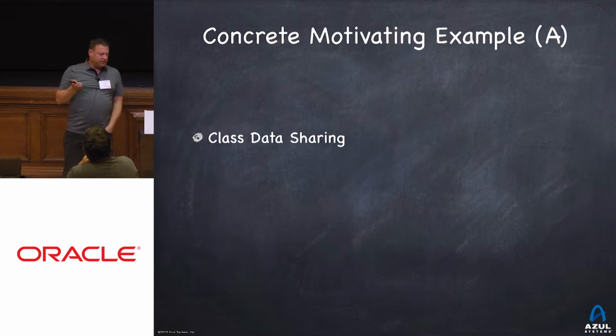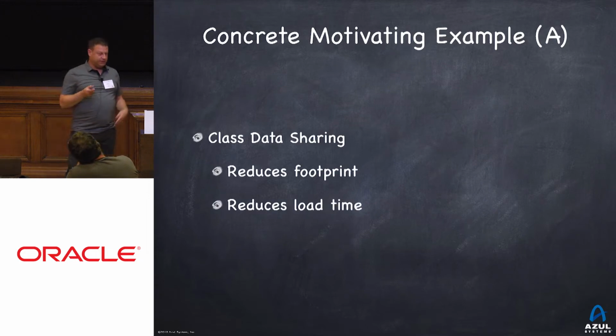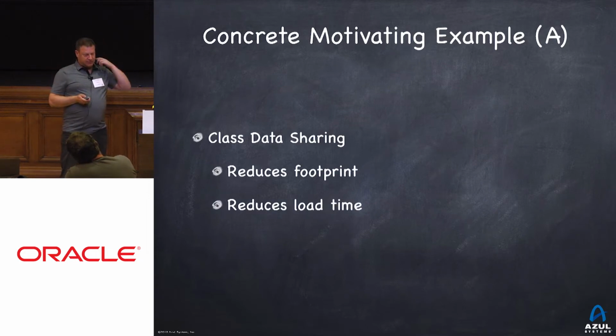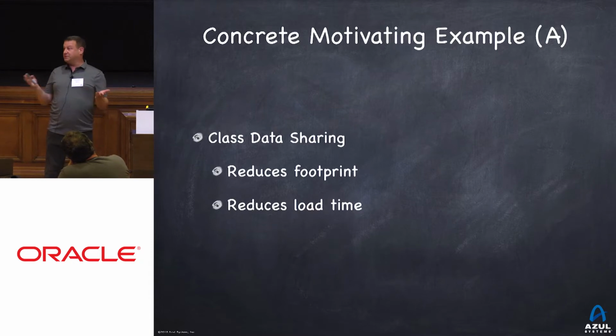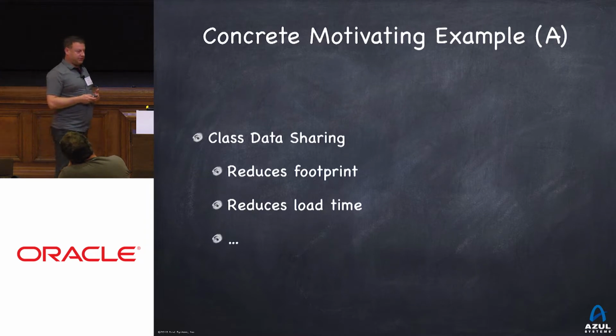So in the motivating examples for why we want information across runs, we've got class data sharing, which I already talked about. You've got reduced footprint and improved load times. It does make things quicker. It doesn't make speed better, but it gets up off the ground faster, right? So it reduces cost. It's useful.